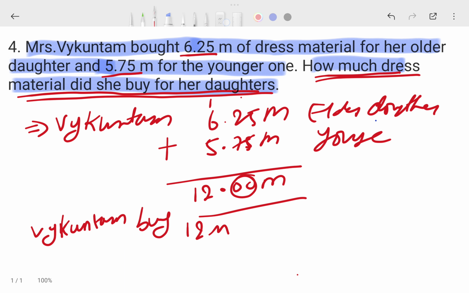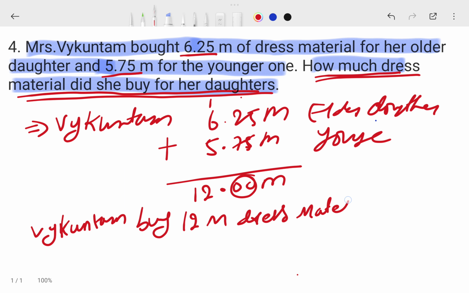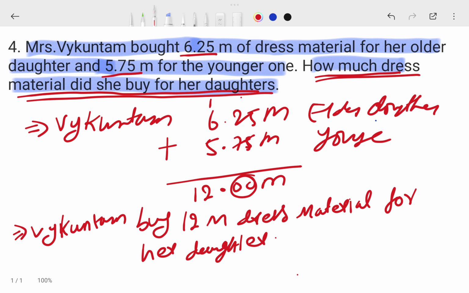Now forget this 12, you can write it like that also. You can write 12.00 meters, but it is not looking good, it's looking like 12 am or 12 pm. So write like this: 12 meters dress material for his daughters. Okay, over. So this is our answer. Now this is the answer of this question.